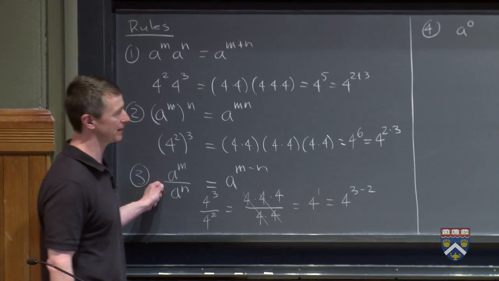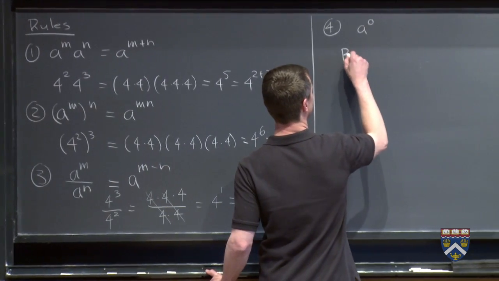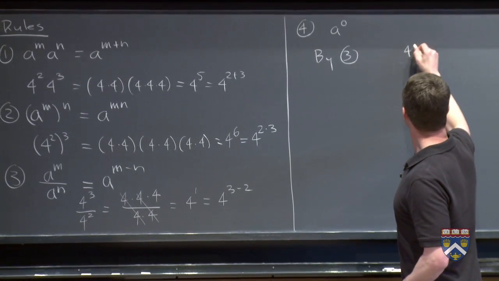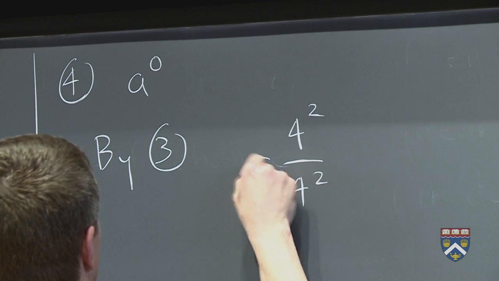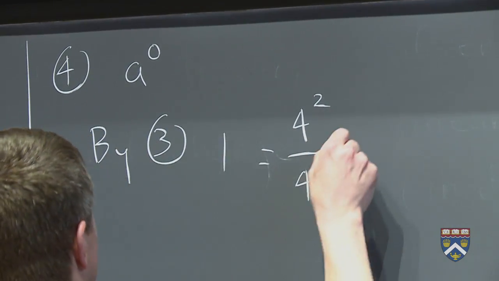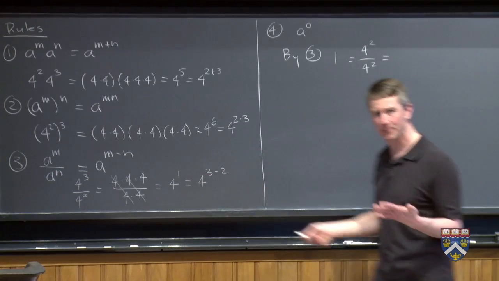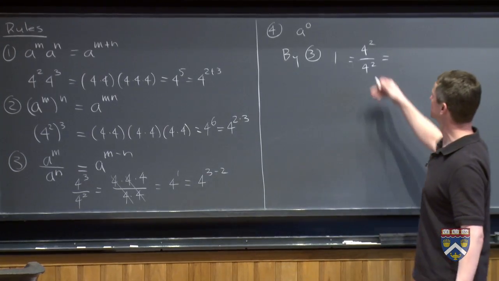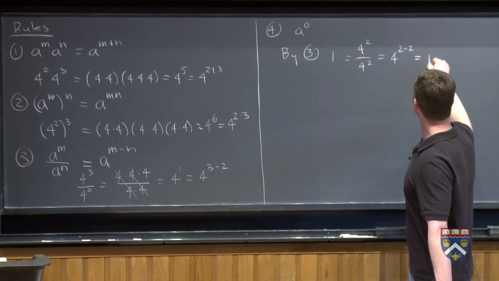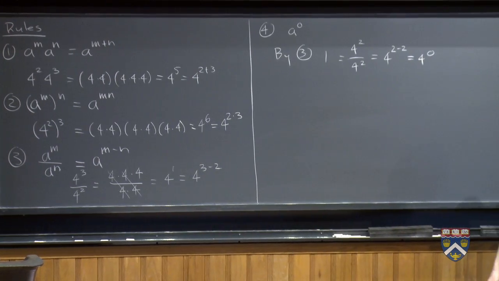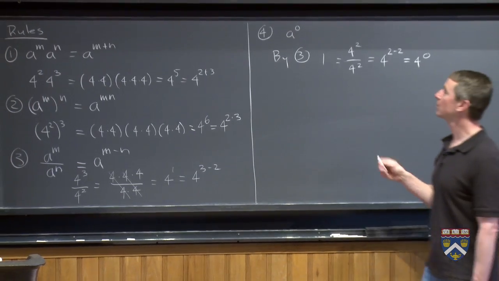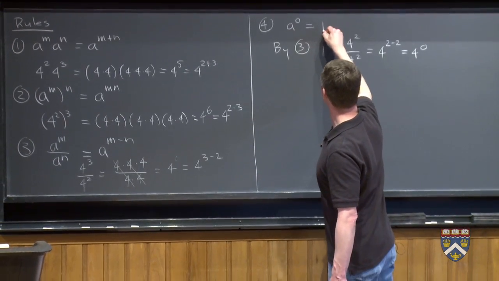But one way is to use rule number 3 here. By rule number 3, I know that if I write, for example, 4 to the 2 over 4 to the 2, well, that should certainly equal 1. But I like rule number 3, and I'd like it to keep working for all sorts of different exponents. And so what am I supposed to do by rule number 3? I'm supposed to subtract. So 4 to the 2 minus 2, which is 4 to the 0. So if we want to allow for an exponent of 0, and we want rule number 3 to keep working, we have to say that a to the 0 is 1.